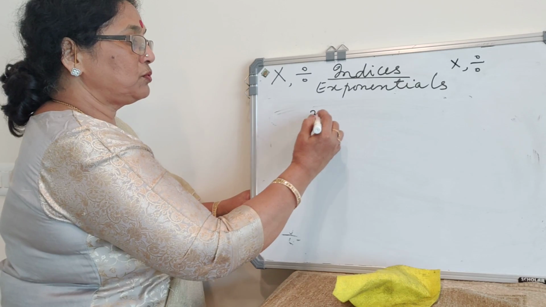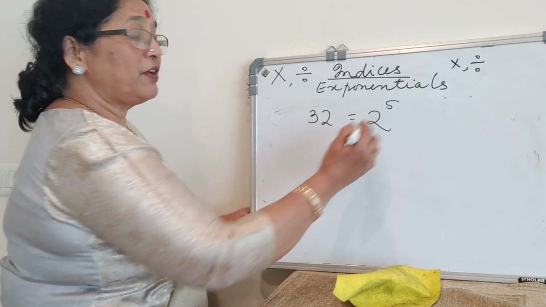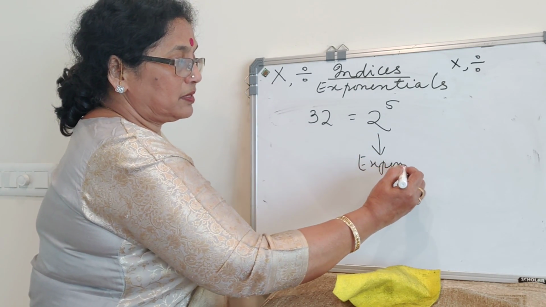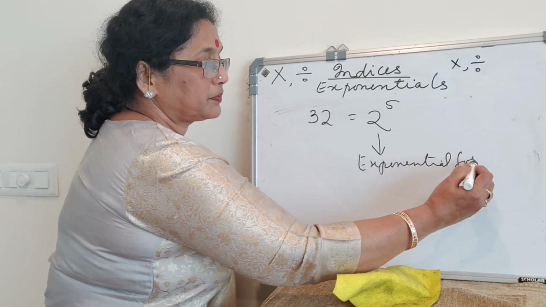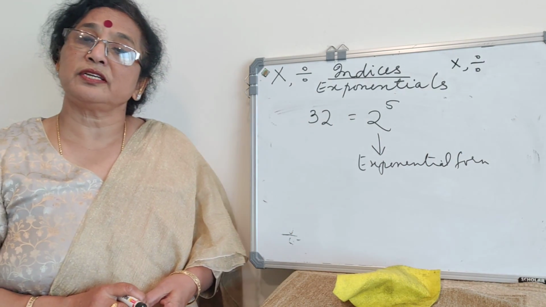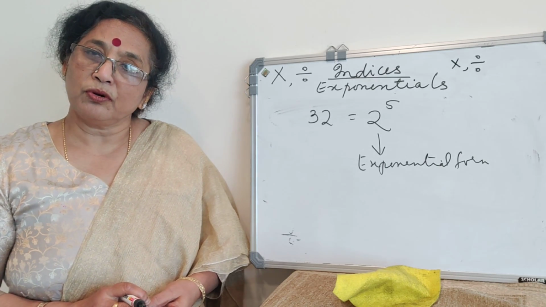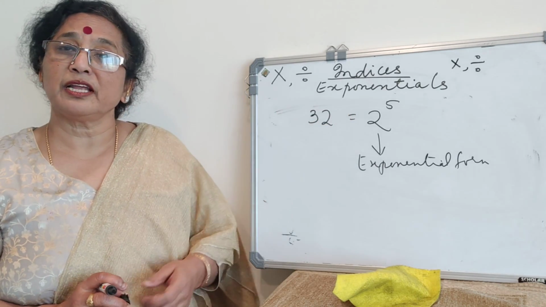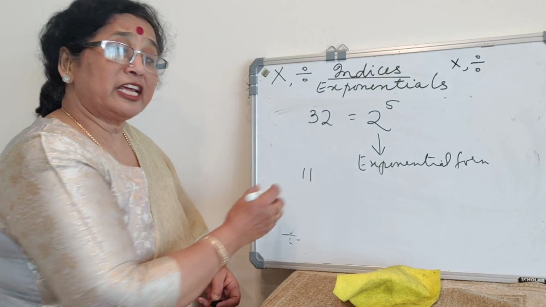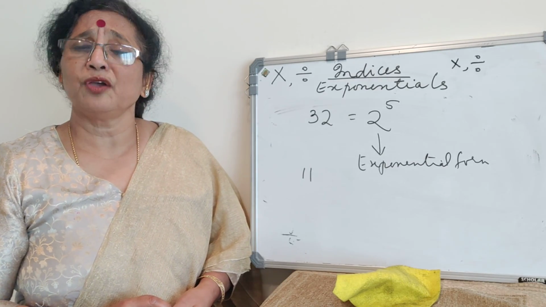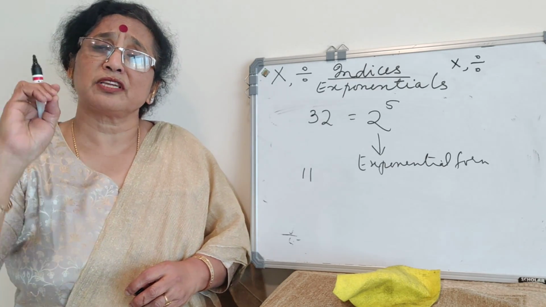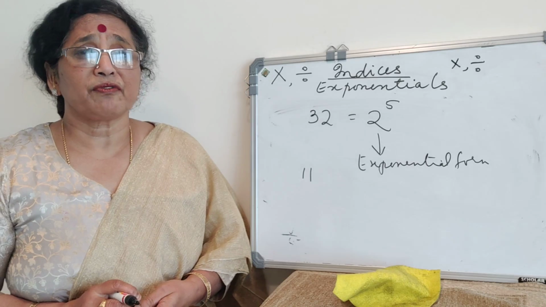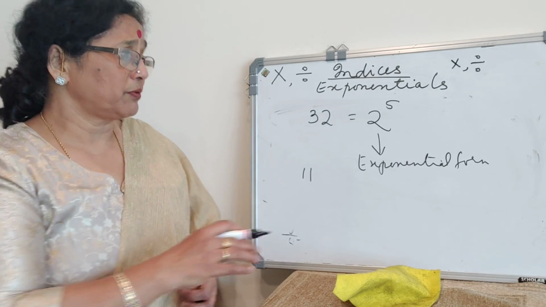I told you 32, and if you write it as 2 to the power 5, this is the exponential form, because 32 is a repetitive multiplication of 2 multiplied 5 times with itself. So 32 can be written as 2 to the power of 5. Can I write 11 in exponential form? No. We can write it as some base to some fractional power. You can write 121 to the power of half. That we'll be doing next.